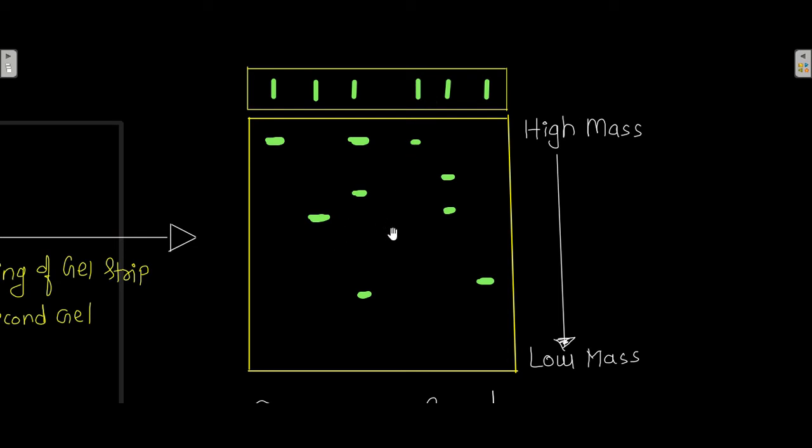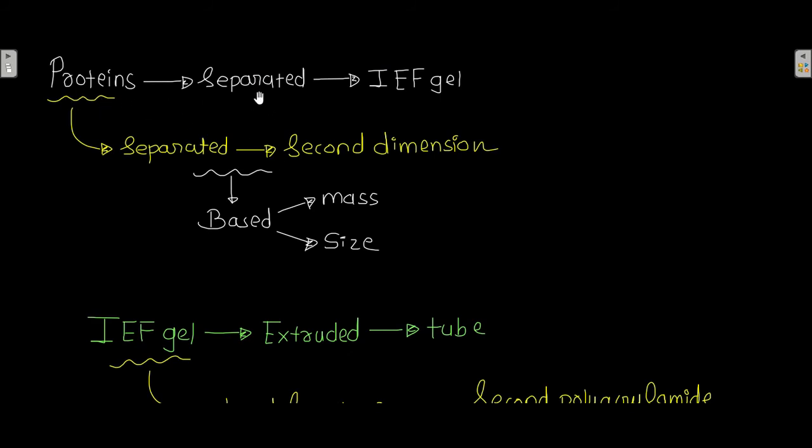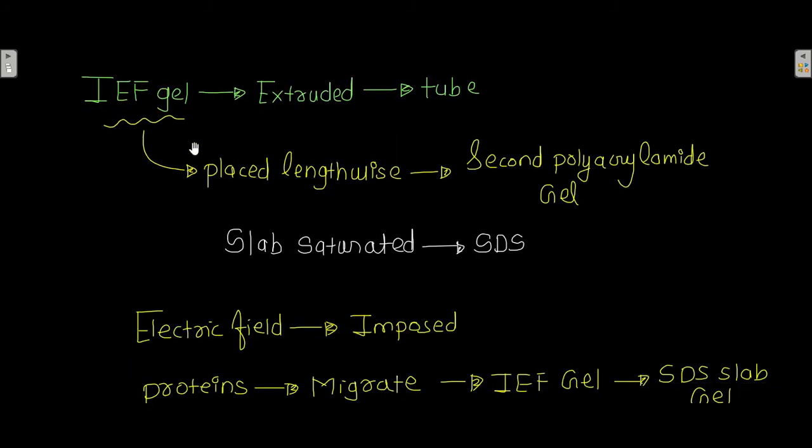Okay, so proteins separated on an IEF gel can be separated in the second dimension based on their mass and size. First you separate them on an IEF gel, and then you separate them by SDS electrophoresis, and that separation is based on their mass and size. To achieve this, the IEF gel is extruded from the tube and placed lengthwise on the second polyacrylamide gel, forming a slab saturated with SDS.